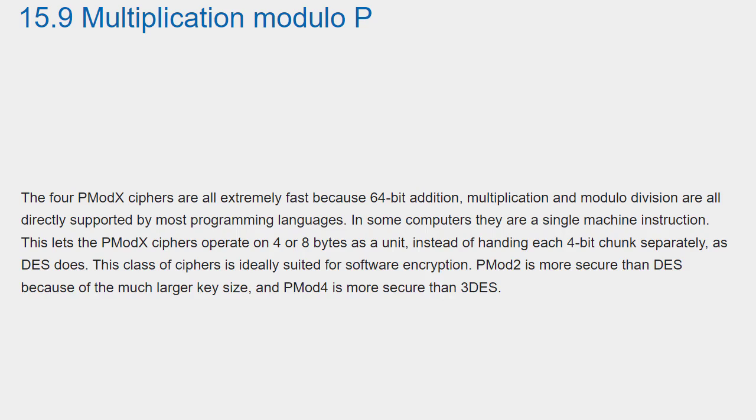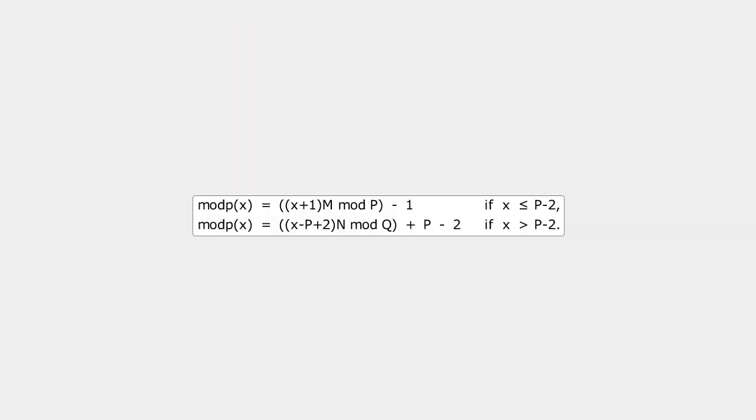This lets the p mod x ciphers operate on 4 or 8 bytes as a unit, instead of handling each 4-bit chunk separately, as DES does. This class of ciphers is ideally suited for software encryption. p mod 2 is more secure than DES because of the much larger key size, and p mod 4 is more secure than 3 DES.